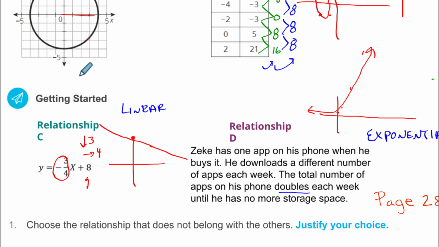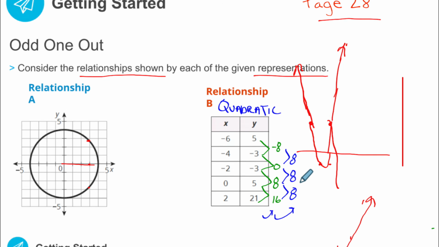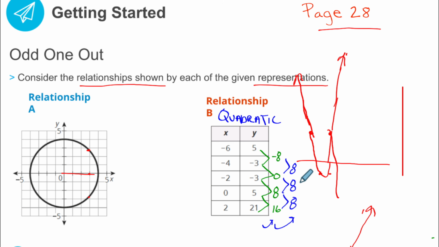Oh my goodness. So your job right now, choose the relationship that does not belong with the others. Pause the video, choose the relationship, but you have to justify your choice, which means you have to give a reason why. Which one of these is different than the other? Go.